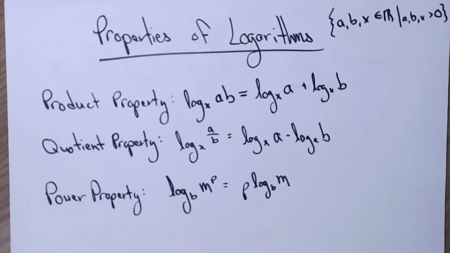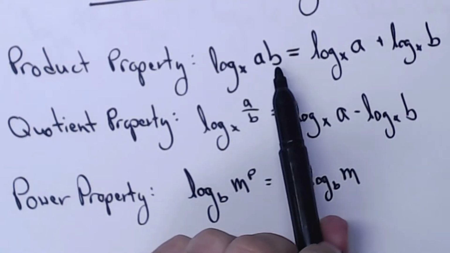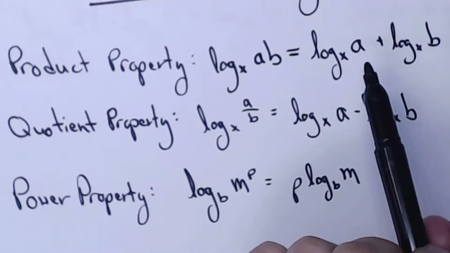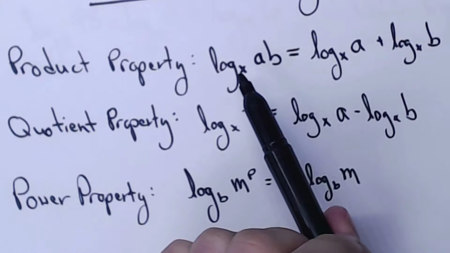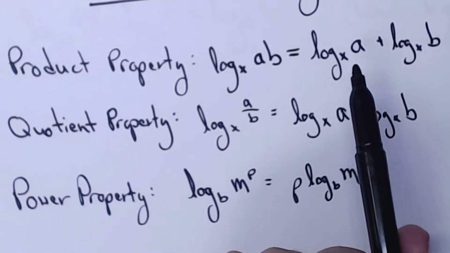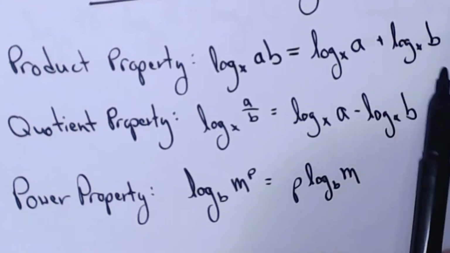Hey everybody, I want to talk to you about properties of logs, and we start off by looking at the product property. That pretty much means that if we have a log and then two things that are being multiplied, we can split that up into two things that are being added together. Notice I went from one log to two of them: log base x of a plus log base x of b.